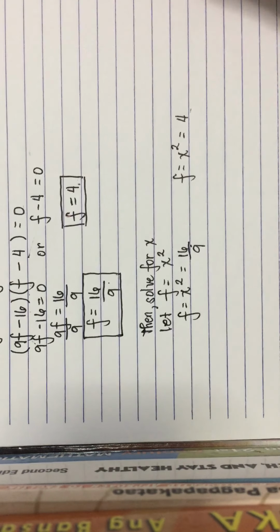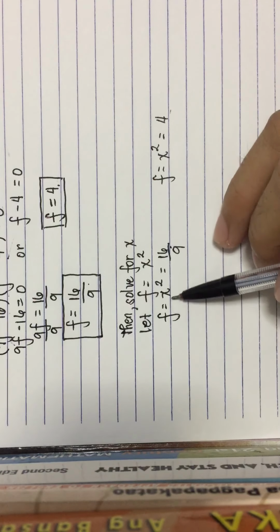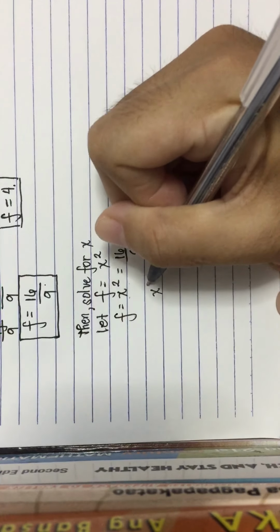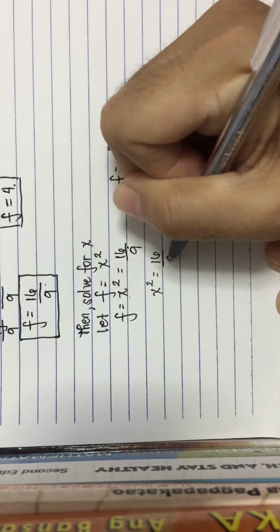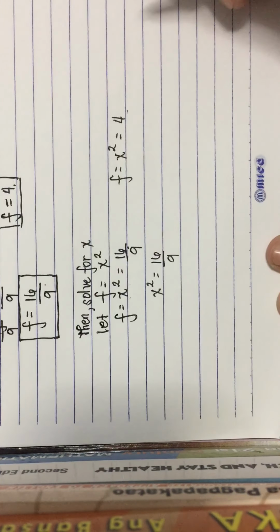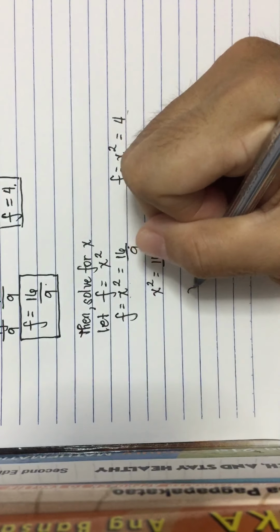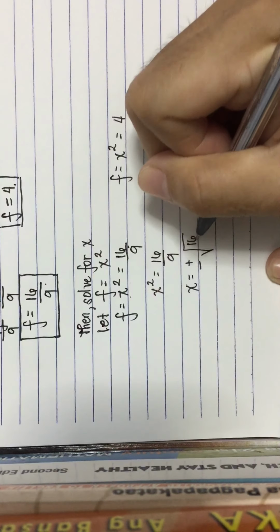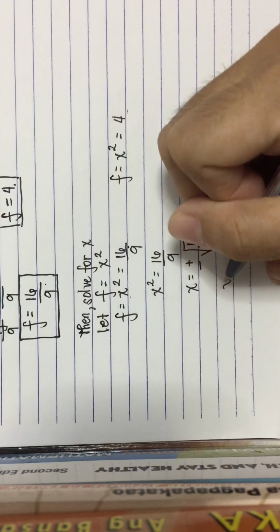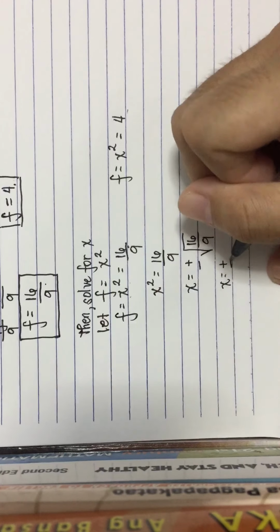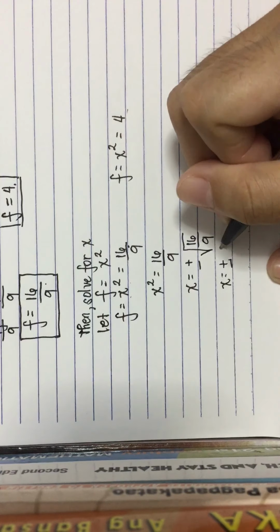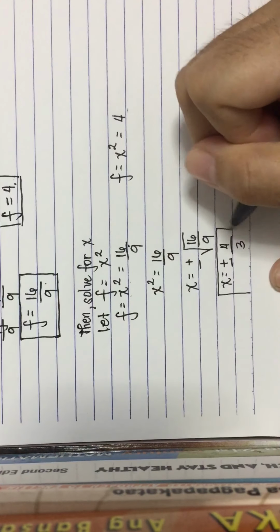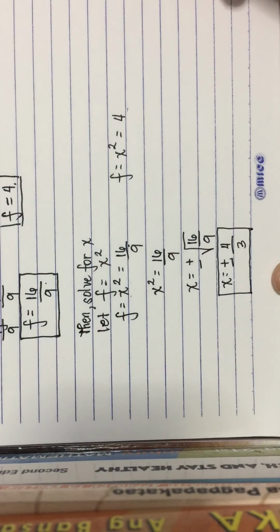Instead of writing f equals x squared equals 16 over 9, we can write it down as x squared equals 16 over 9. And by the use of square root property, we have x is equal to positive or negative square root of 16 over 9. Then the square root of 16 is 4, over the square root of 9 is 3. Therefore, x is equal to positive or negative 4 over 3.